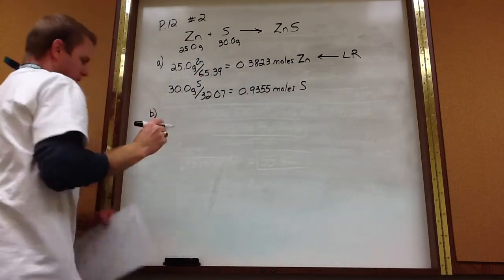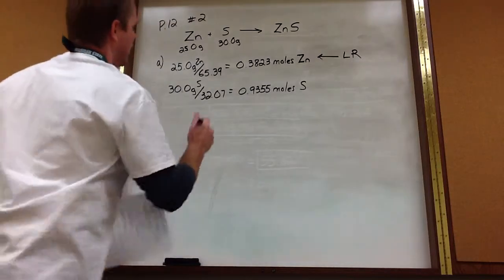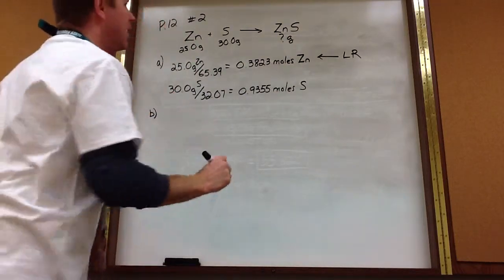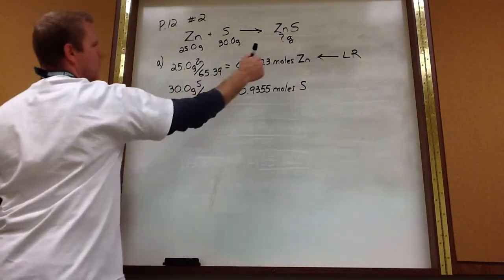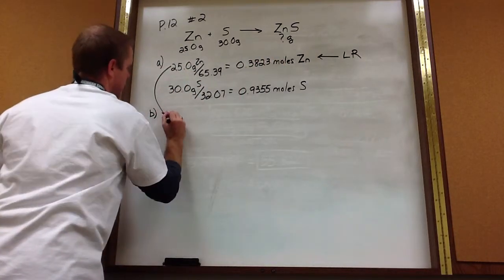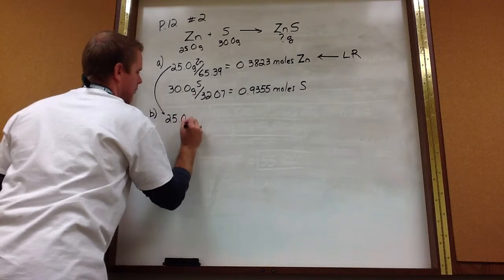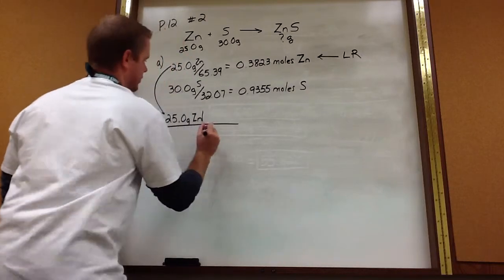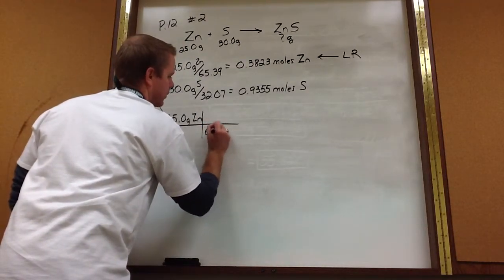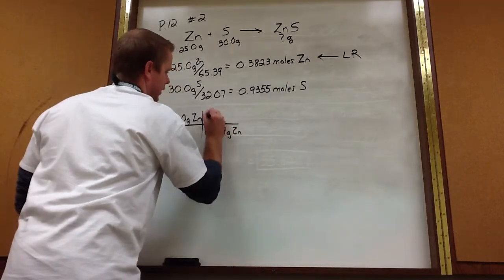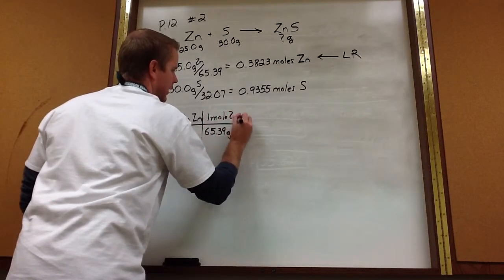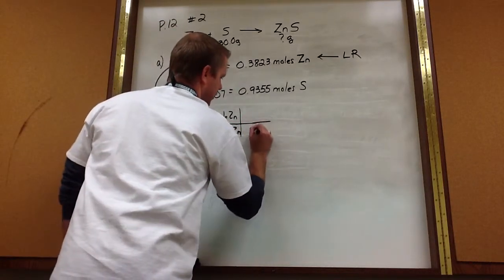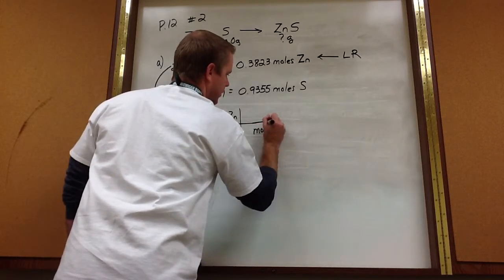Letter B then goes on to say this. How many grams of this zinc sulfide will be formed? In other words, what's the theoretical amount? The perfect mass. Well, we said we're going to run out of the zinc first. So we start with 25.0 grams of what we're going to run out of, which is zinc. First thing you do, turn it into moles so that we can do a mole ratio. There are 65.39 grams of zinc in 1 mole of zinc.